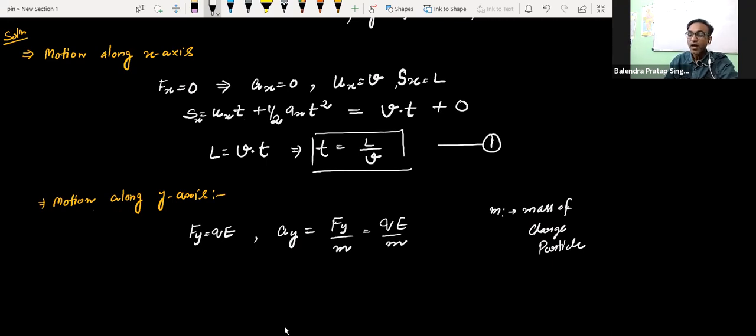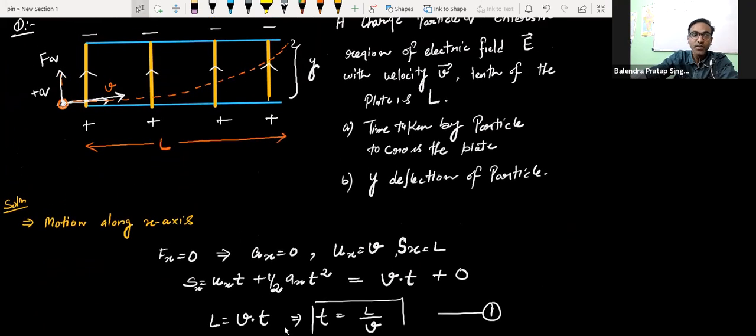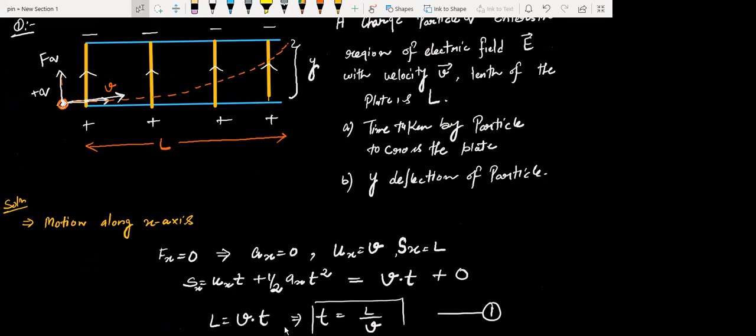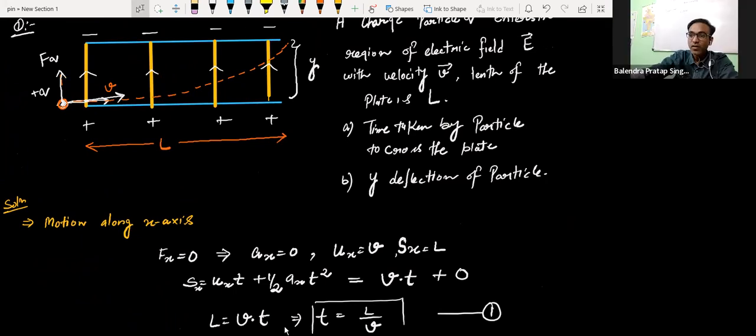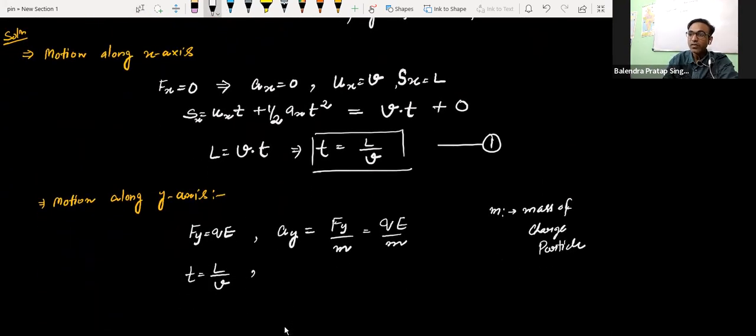You already know the time it takes to cross this plate: t is equal to capital L by v, from equation number 1. What is the value of the initial velocity along the y direction? There is an initial velocity along the x direction, small v. Is there any initial velocity along the y direction? No, it's actually 0. So uy is 0.